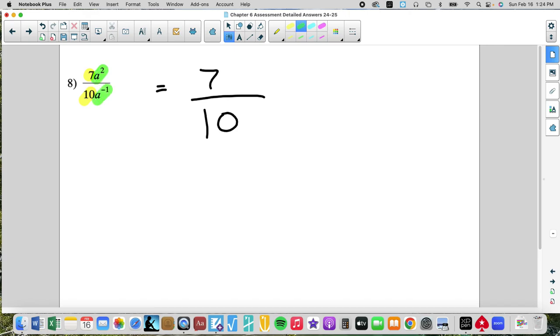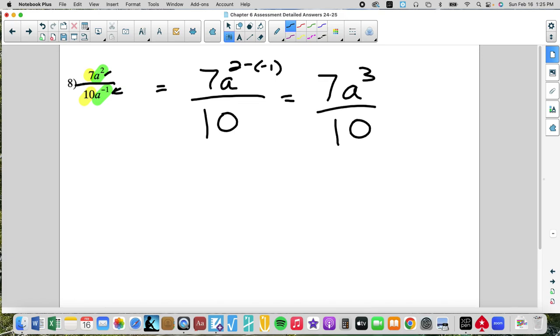And when we have like bases dividing, we are going to subtract their exponents. You have 2 minus -1. The 2 is the exponent in the numerator. The minus just represents the division. And then the -1 is the denominator. So it's numerator minus denominator when we are dividing. So that gives me a to the 3rd over 7a to the 3rd over 10 is our answer.